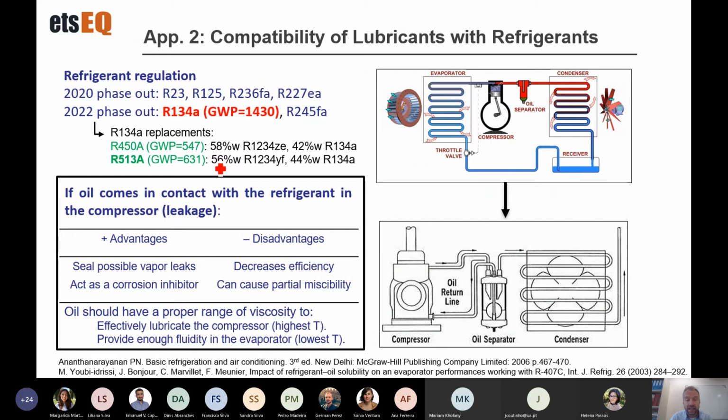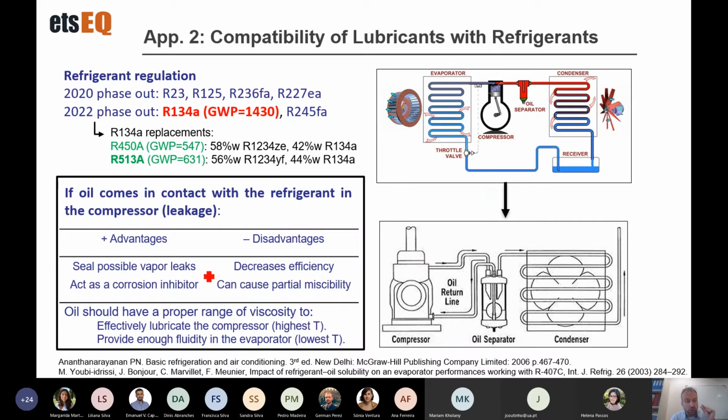The problem is that once you use them in a cycle, you have to check what lubricant will be compatible, because if oil from the lubricant comes in contact with the refrigerant, you will have a decrease in efficiency and it can cause partial miscibility.